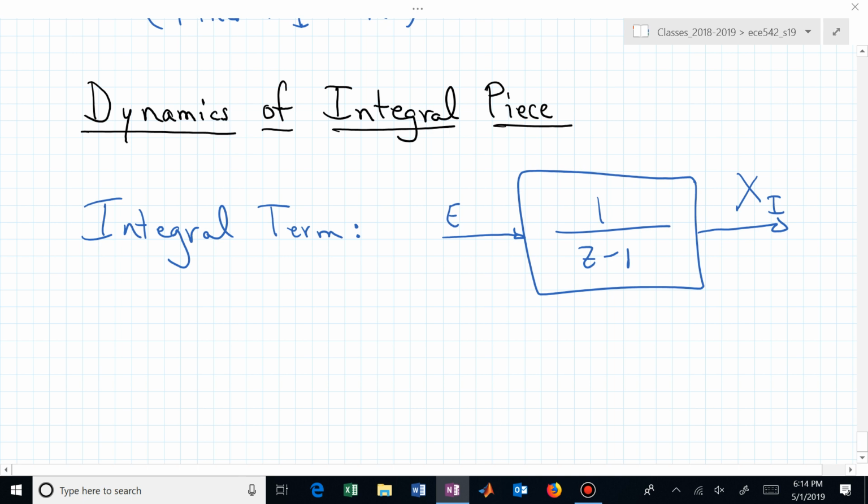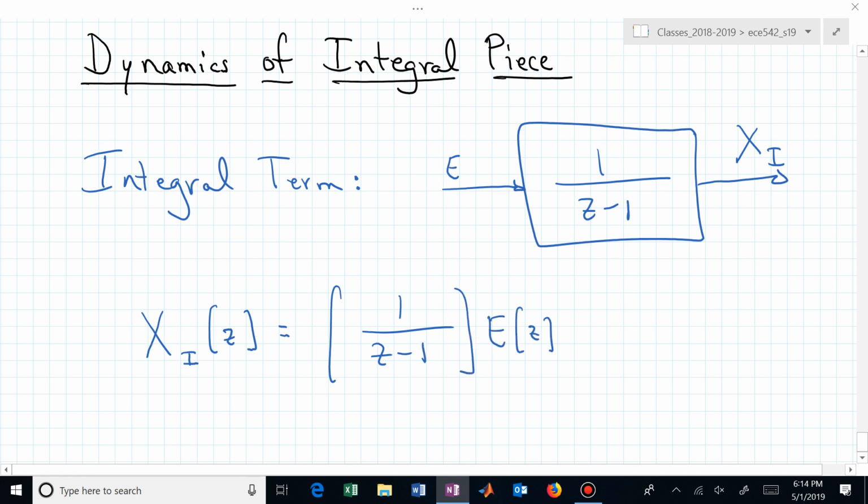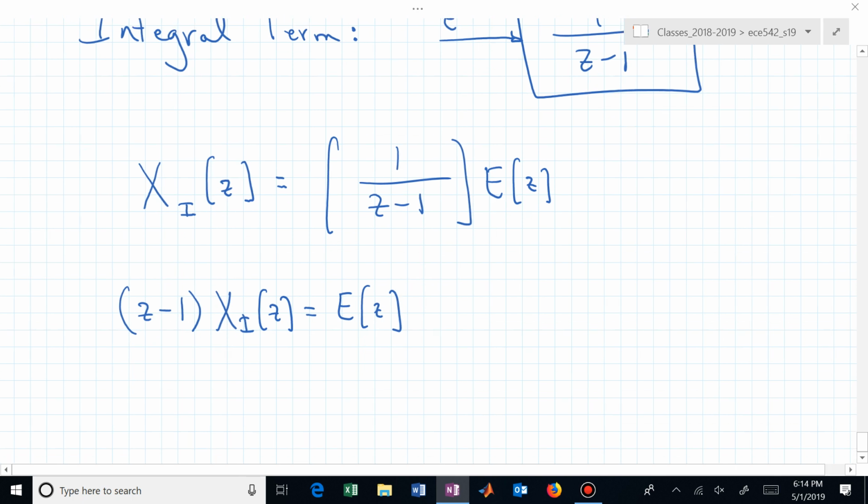So now I give you a block diagram and I say, give me the difference equation. Well, you would now say, I can find in the frequency domain, x sub I of z is just the output of 1 over z minus 1 times E of z. If I cross multiply, in the frequency domain, I have this relationship between my new vector component, x sub I, and the error signal E.